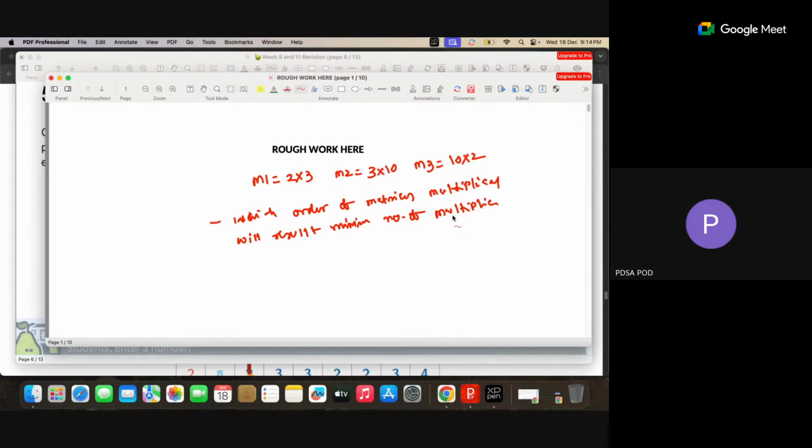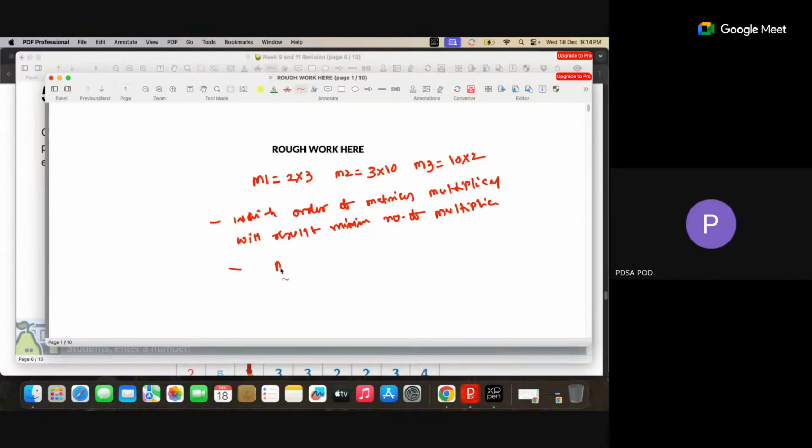That means first we do M1, M2, then M3, or we do M2, M3 first and then M1. So that way we have to find it out. Hope you understand the question. Either you multiply M1, M2, then multiply the result with M3, or multiply M2, M3, then the result with M1. Three matrices means only 2 ways are there.